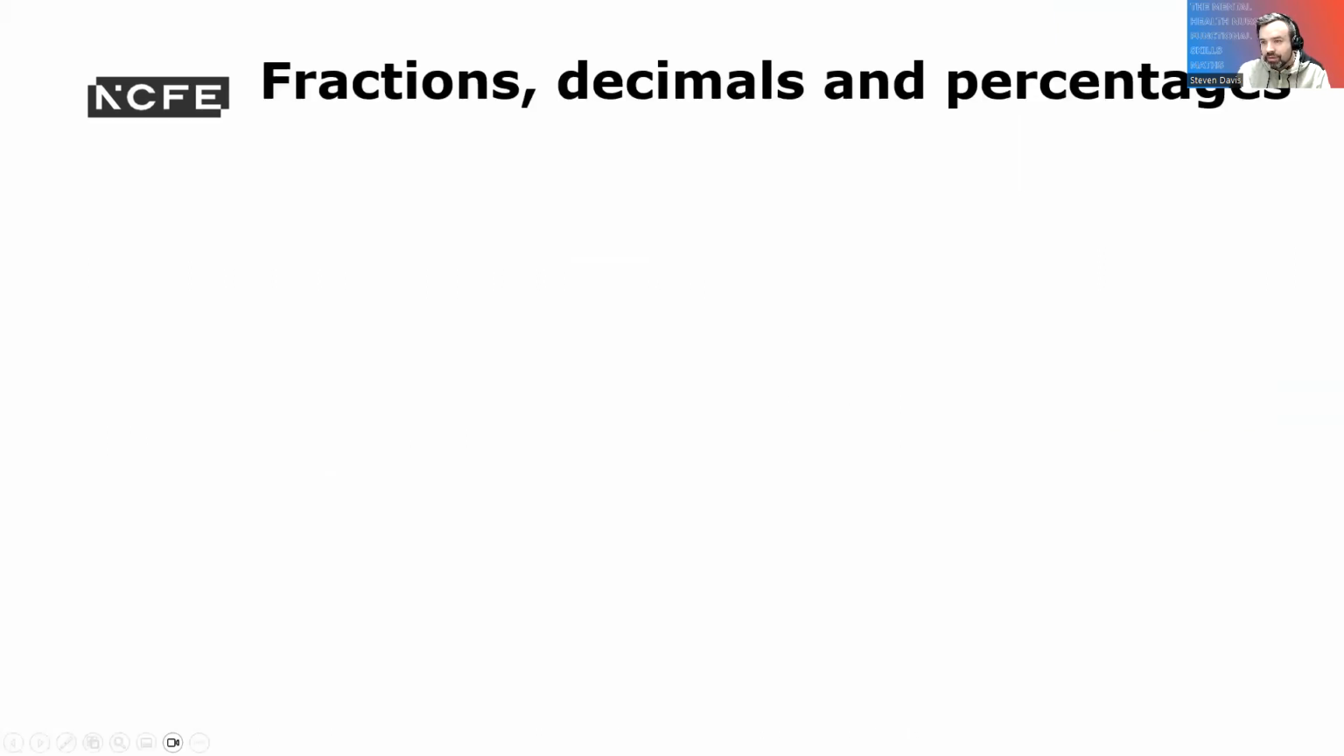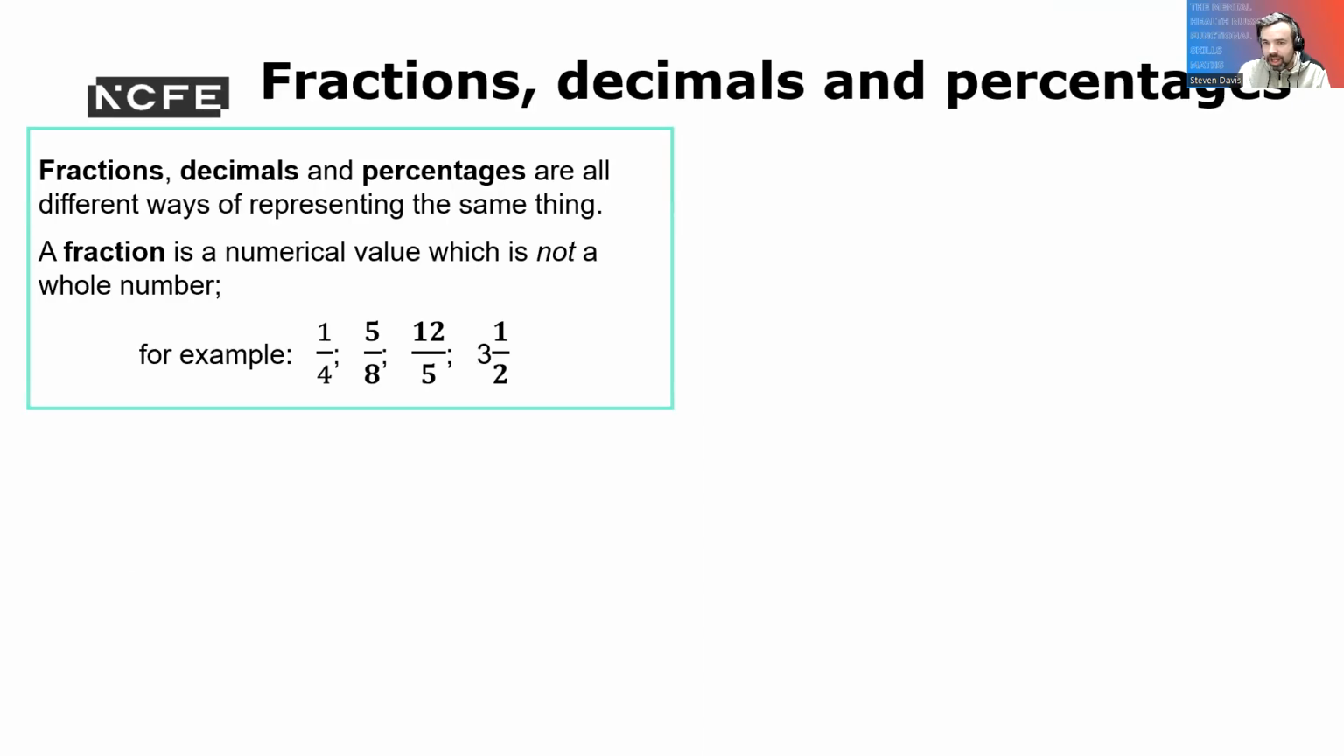So let's look at fractions, decimals, and percentages. Fractions, decimals, and percentages are all different ways of representing the same thing. So a fraction is a numerical value which is not a whole number. For example, 1/4, 5/8, 12/5, and 3/2.